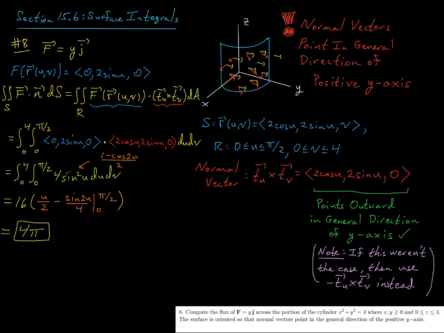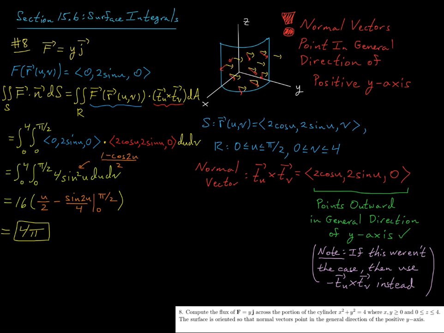Okay, now this dot product is just 4 sine squared of u. And so to integrate this, I want to make use of the identity that sine squared of u is 1 minus cos 2u all over 2. And note here that for the v integral, since the integrand is independent of v, that's just going to contribute a factor of 4, just the length of this interval from 0 to 4. So we're going to get a 16 out front. And then here's the integral of this quantity, 1 minus cos 2u all over 2. So when all is said and done, we get a value of 4 pi for the flux.